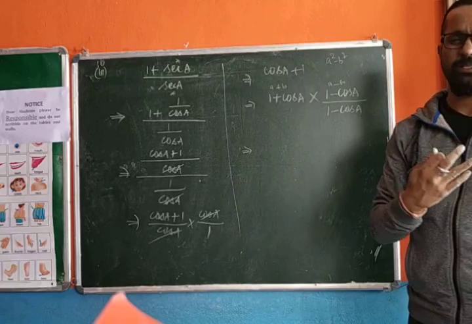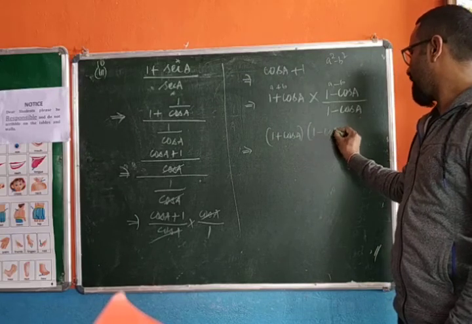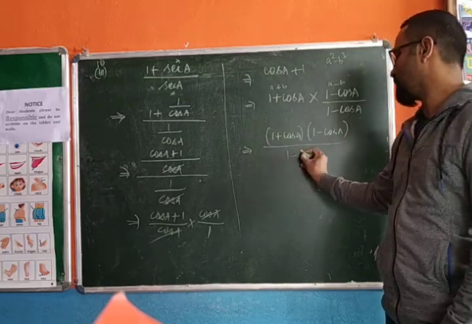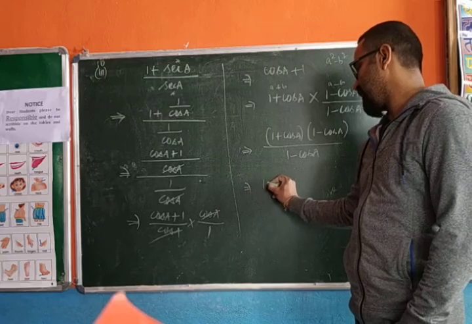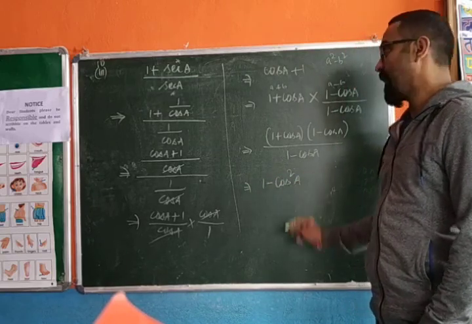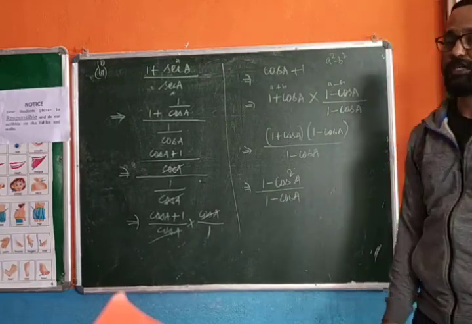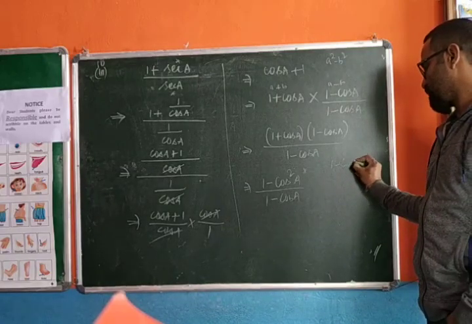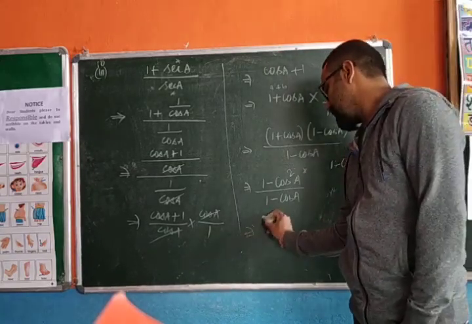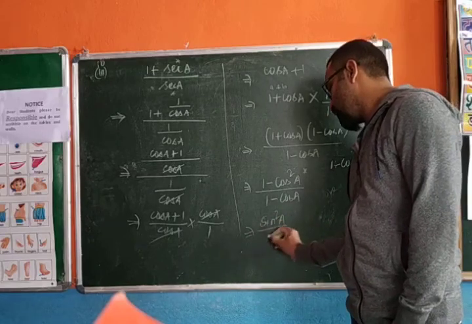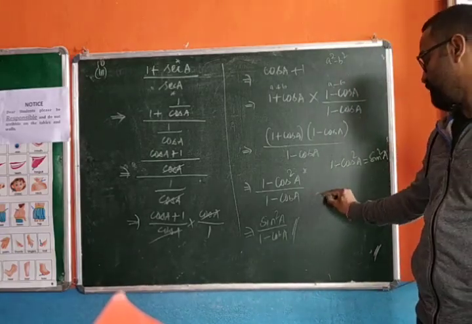So at numerator you can simplify and write something like this: 1 plus cos A, 1 minus cos A. Denominator you write 1 minus cos A. A plus B, A minus B, directly you can write it as 1 minus cos square A, because square of 1 is 1, divides by 1 minus cos A. Now use identity. 1 minus cos square A can be written as sine square A. So at numerator you get sine square A divides by 1 minus cos A. Left hand side is equal to right hand side, proved.